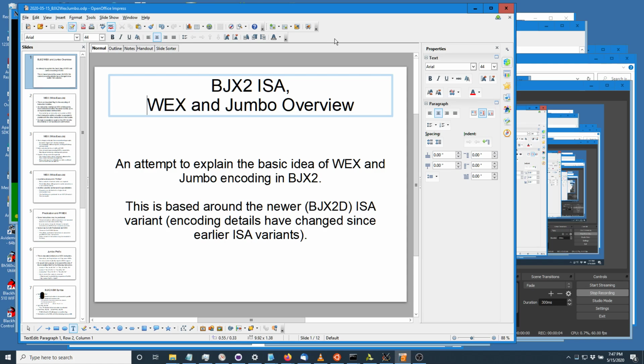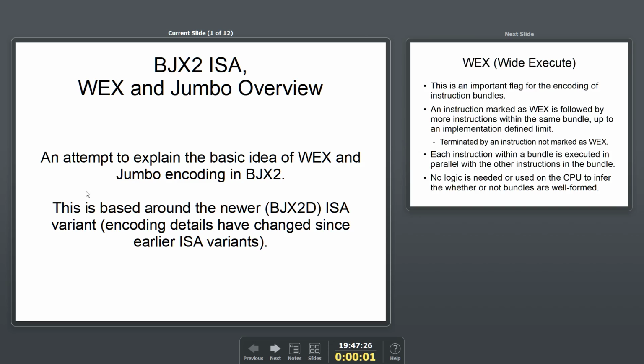Okay, this will be an attempt at an overview for the BJX2 ISA's WEX and Jumbo encodings. It'll be an attempt to explain the basic idea of the WEX and Jumbo encodings in BJX2, and as can be noted, this is based around my newer 2D iteration of the ISA, or ISA variant. Encoding details have changed since earlier ISA variants, so some of this stuff is a little bit newer in terms of encoding.